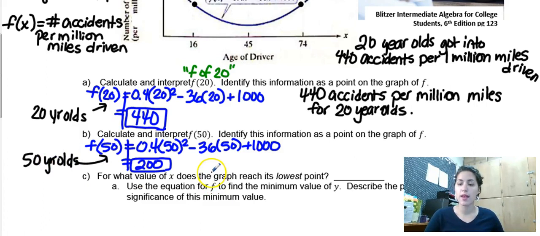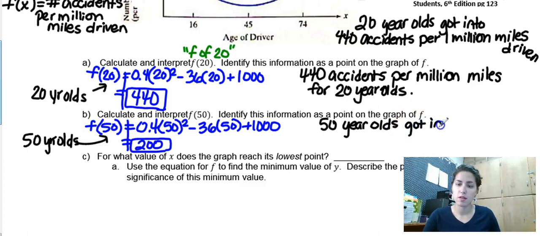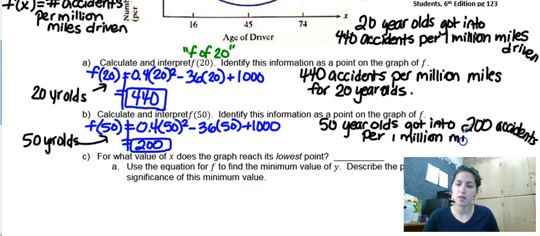How many accidents do they get in per million miles? I kind of like the sentence right here, this one a little better than this one, so I'm going to follow this top one up here. And so I'm going to say now that based on this math, 50-year-olds got into, however you want to say it, got into 200 accidents per 1 million miles driven.